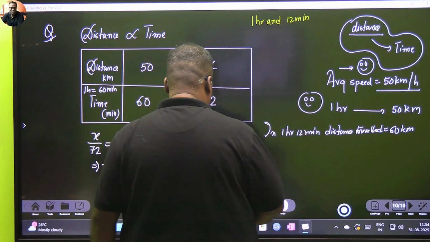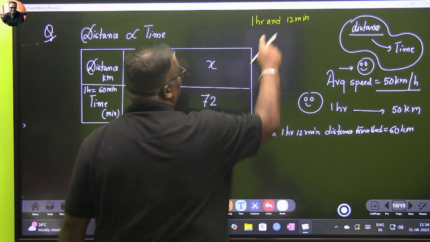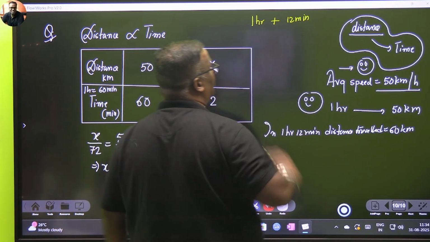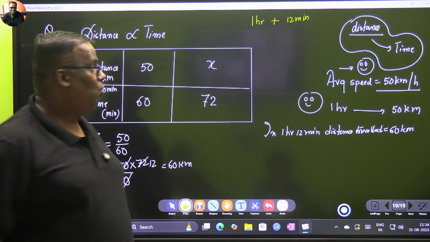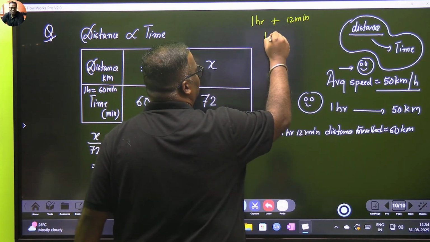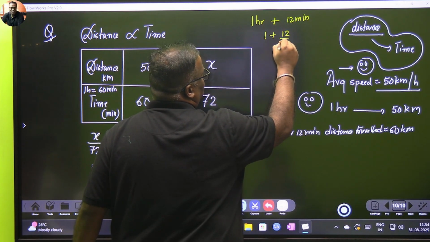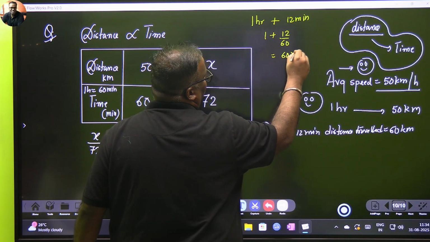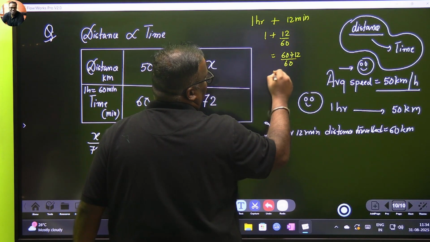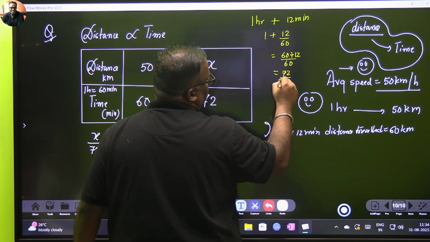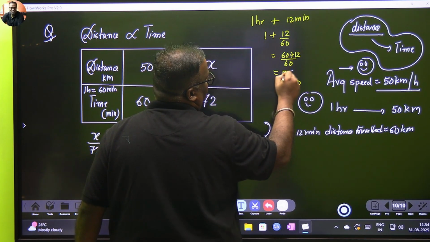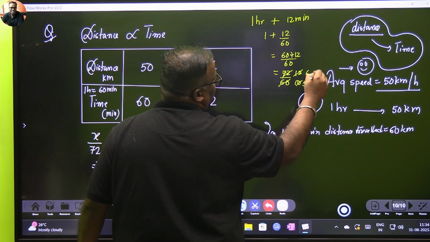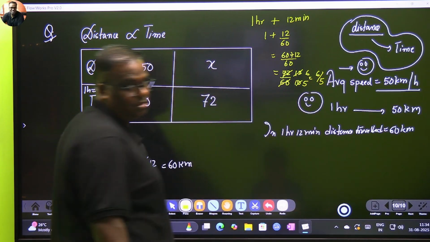Can I write this? It is 1 hour plus 12 minutes. 1 hour I can write as 1. 12 minutes I can write as 12 by 60. So this becomes 60 plus 12 divided by 60, which is 72 by 60. 6 tens are 60, 6 12s are 72, 2 5s are 10, 2 6s are 12. So it's 6 by 5 hours.